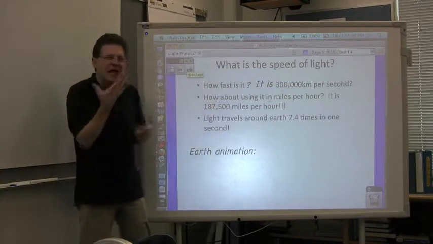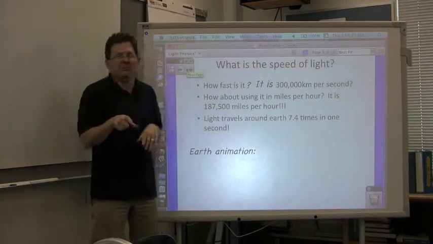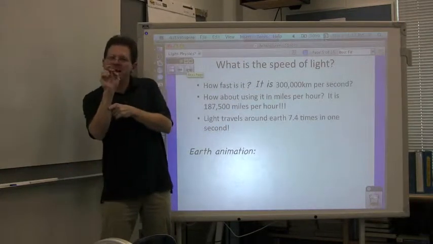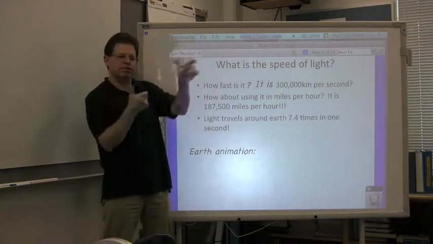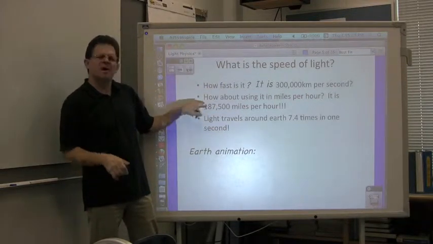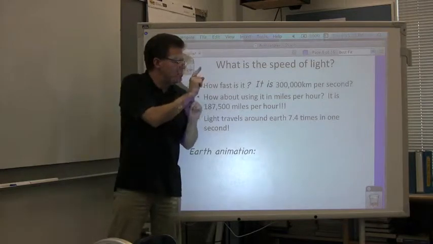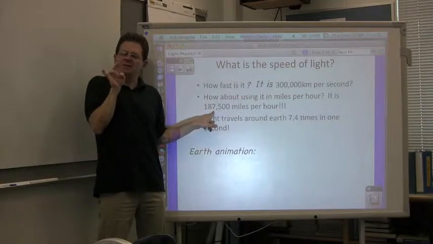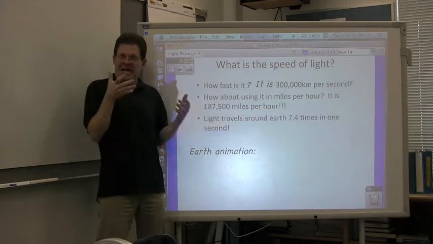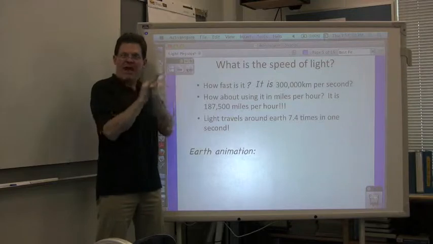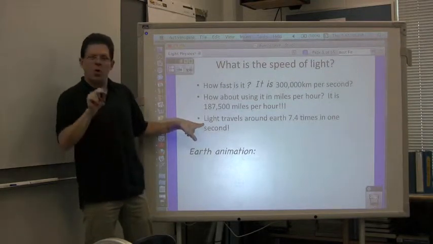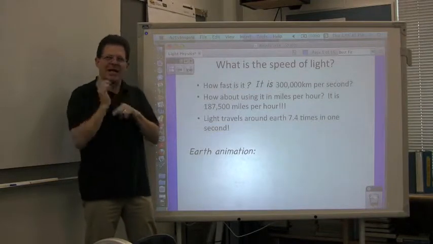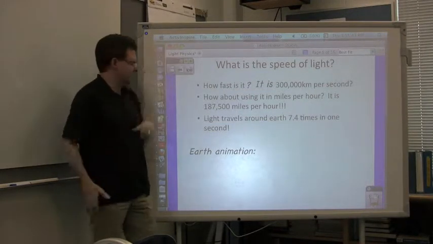So now we want to know about the speed of light. Is it slow? Actually, no, it's quite fast. It's 300 million kilometers per second. Okay, so I want to compare it to miles per hour. Kilometers per second versus miles per hour. So it's 187,500 miles per hour. So if you can imagine a car here going that fast? No. The light travels around the Earth 7.4 times in 1 second. Very, very fast.